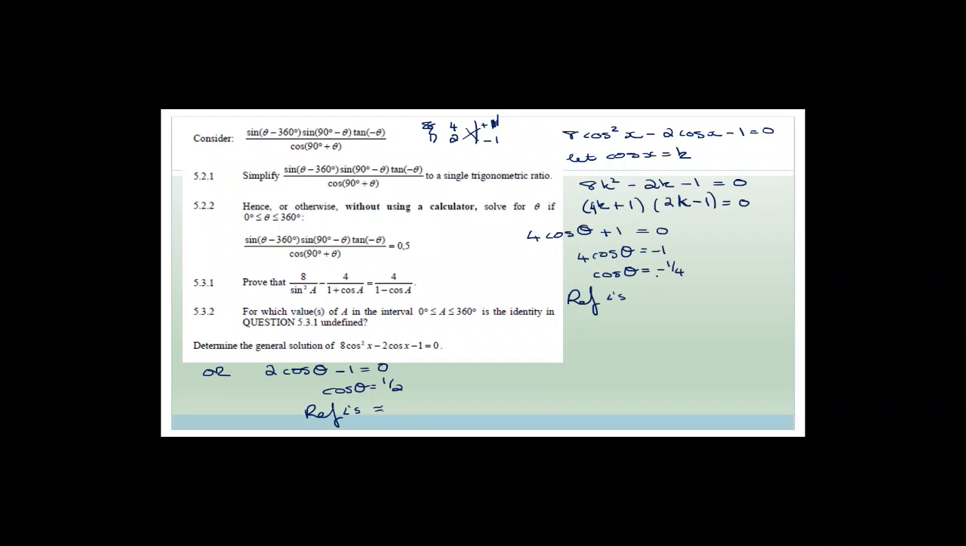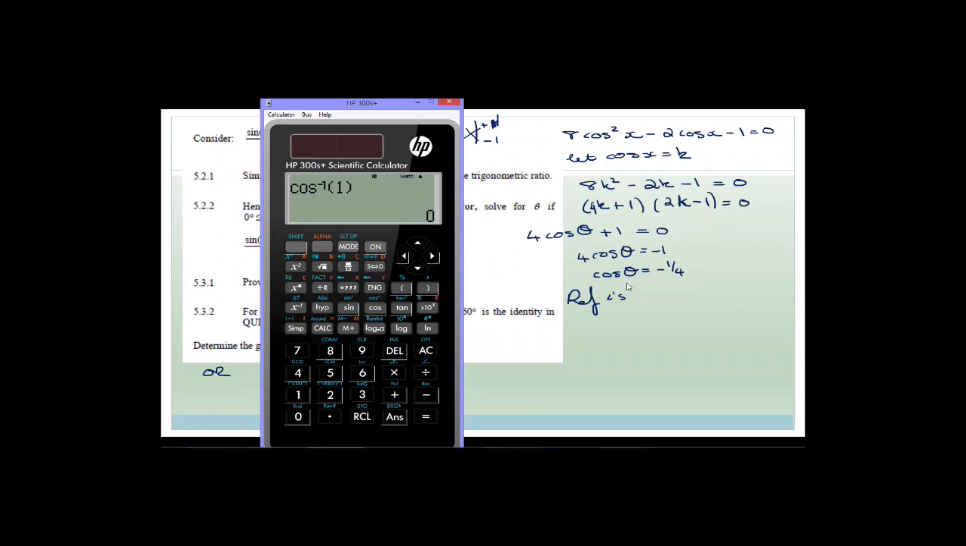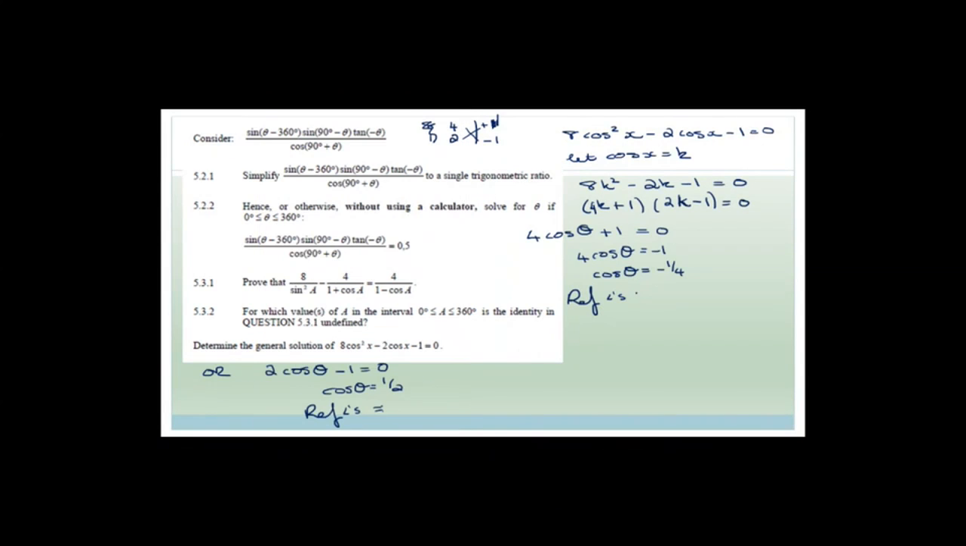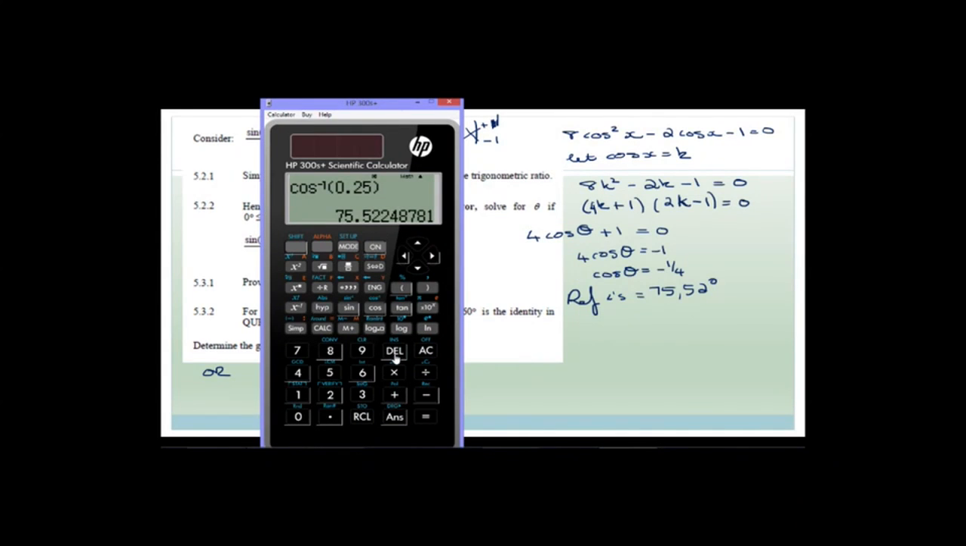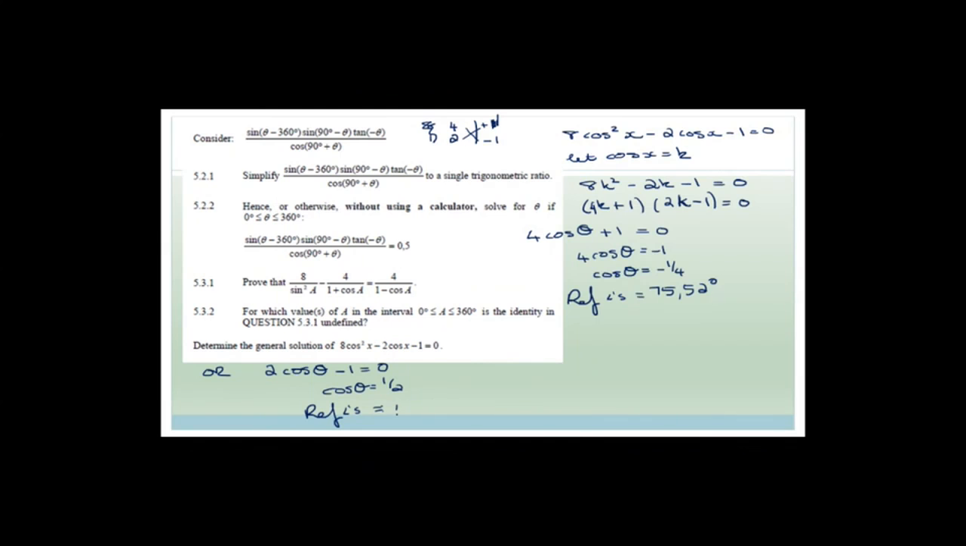So we're going to go second function cos of 1/4. So you're going to shift cos of 0.25, that's 1/4, close bracket, equals, and that's 75.52 degrees. So worry about what the rest of the angles is in a second. Or the reference angle of 1/2 equals 60 degrees. Right.